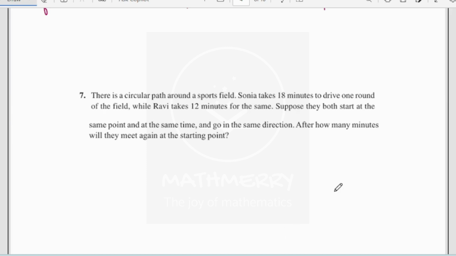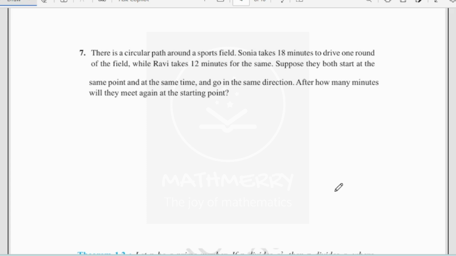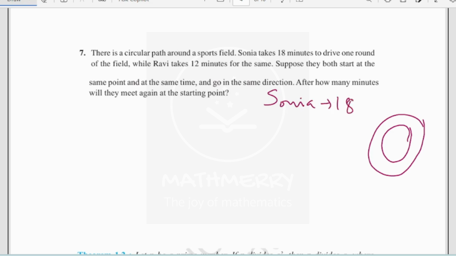Now moving to the seventh question. We have a circular path around a sports field. So we have a sports field, and along this sports field we have a circular path. Sonia takes 18 minutes to drive one round of the field, while Ravi takes 12 minutes for the same. Suppose they both start at the same point and at the same time and go in the same direction. After how many minutes will they meet again at the starting point?